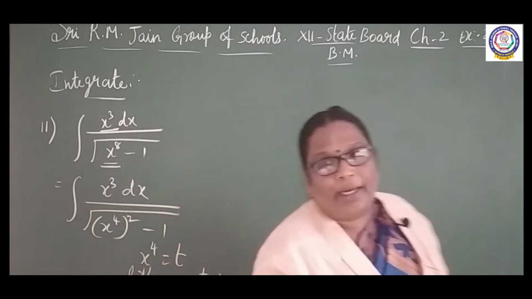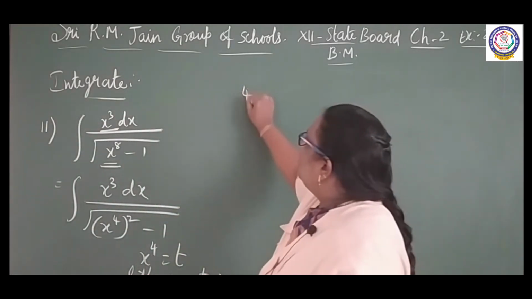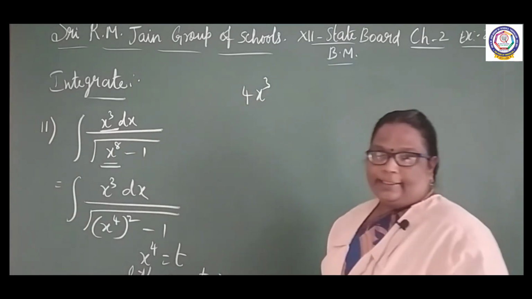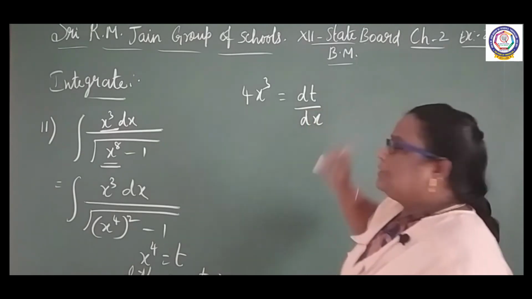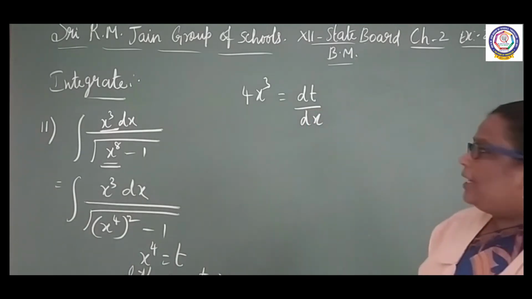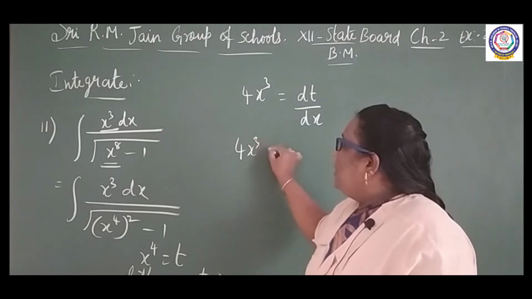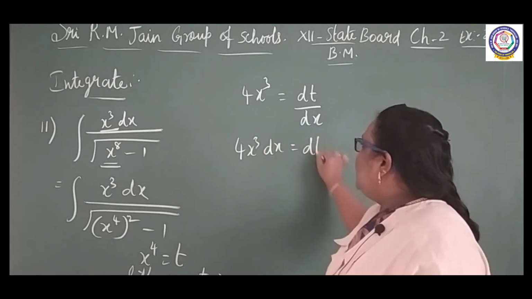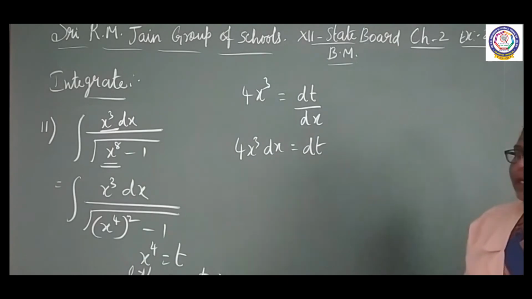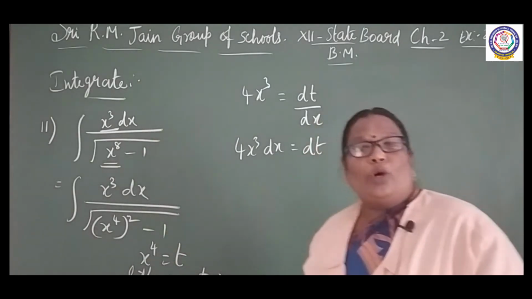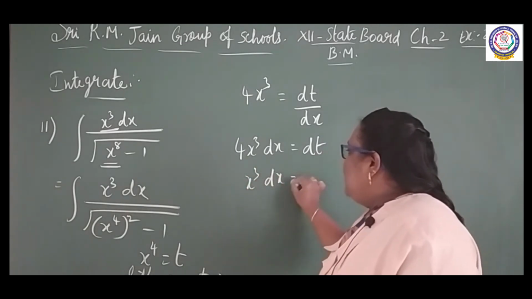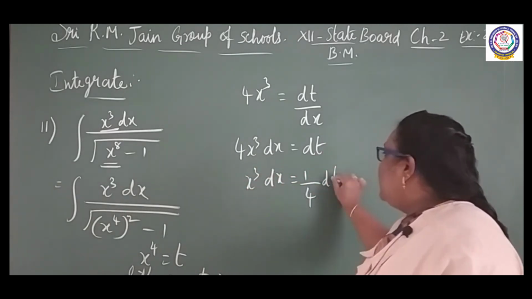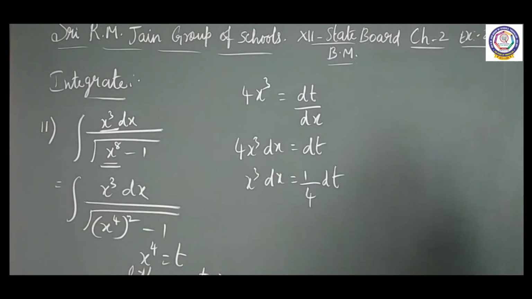So what is the value we are getting? X power 4 is nothing but what? 4x cube equal to dt by dx. 4x cube into dx equal to dt, but we want the value of what? X cube into dx. So x cube into dx equal to 1 by 4 dt.